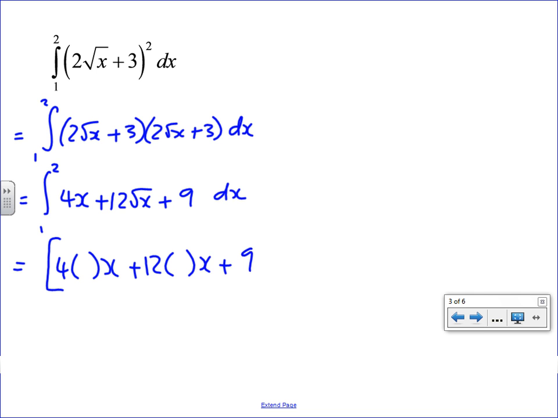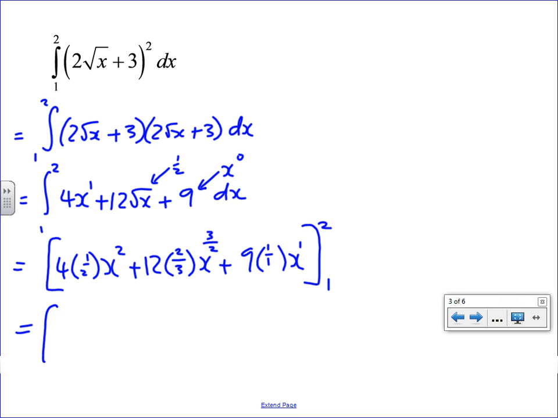Now I'm going to integrate. Big square brackets because I'm doing C2, not C1, so there's no plus C. This was a 1, increasing to a 2, stick it upside down. This is a half here, that's the power of a half. Increase that to 3 over 2, turn it upside down. And this here is x to the 0, so increase that to a 1, turn it upside down. And what does this look like tidied up? 2x squared plus 24 over 3 is 8, x to the 3 over 2, plus 9x from 1 to 2.